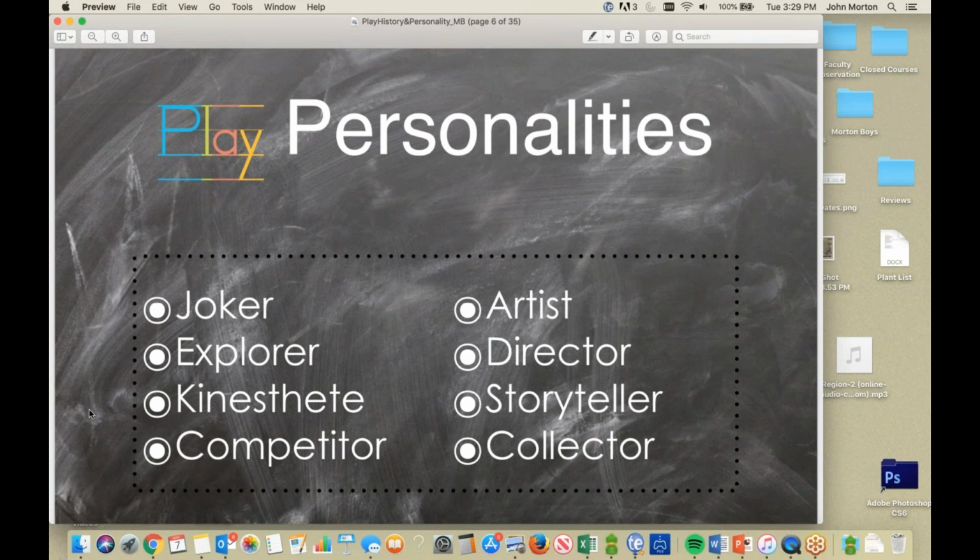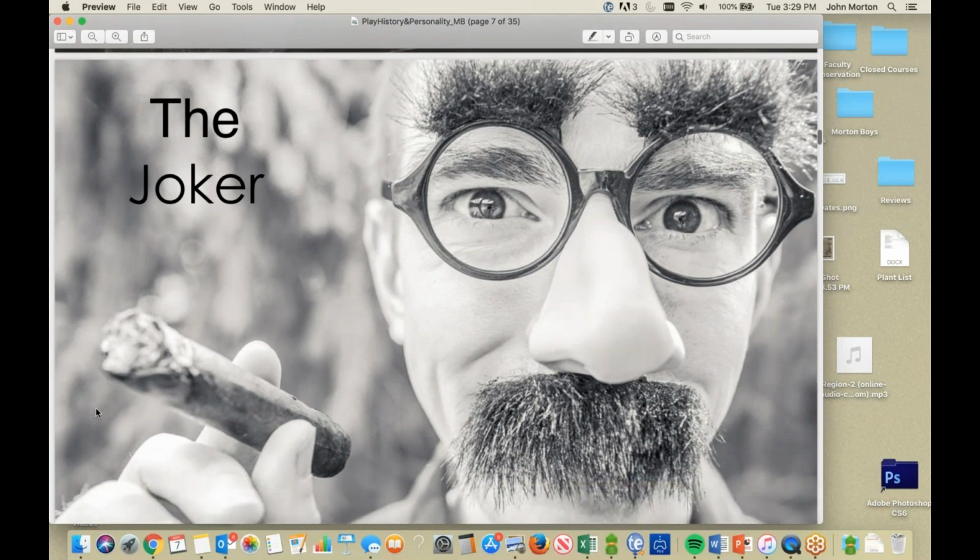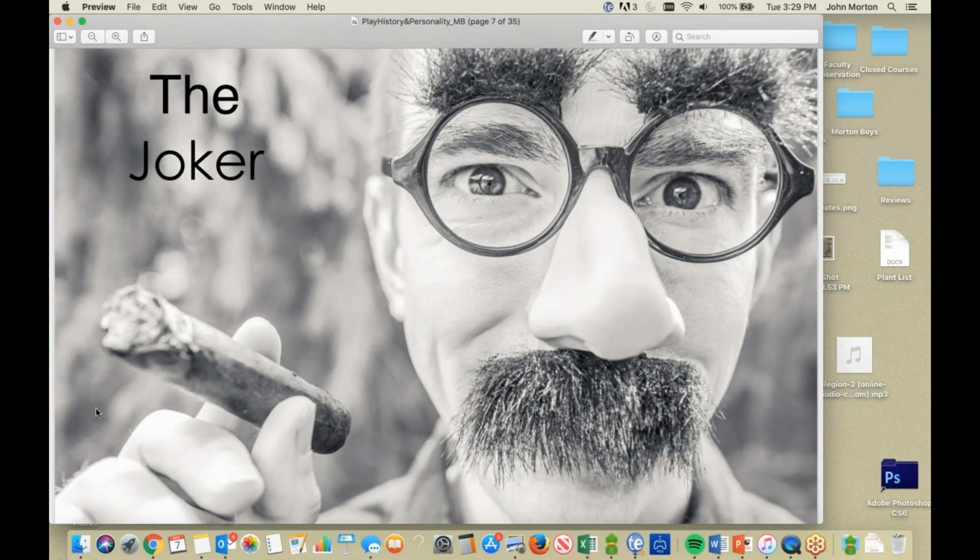All right, so we're going to go through the play personalities. Chances are we have at least one of these, but probably two or three or several of these that we can relate with at some level. We have the Joker, just what it sounds like, someone who likes to laugh. They maybe like practical jokes. They are probably goofing around a lot. Maybe they were a class clown. Kind of what you might imagine.